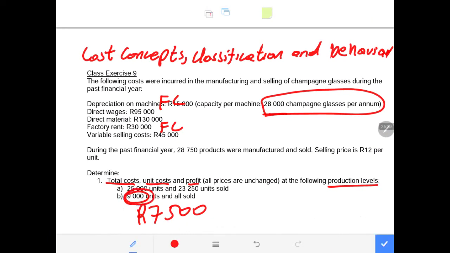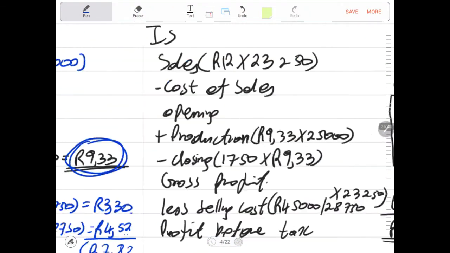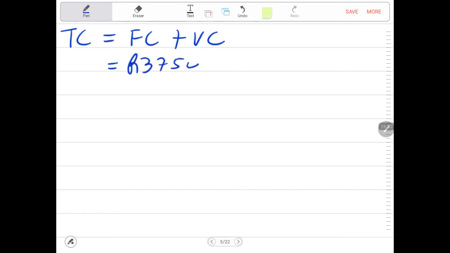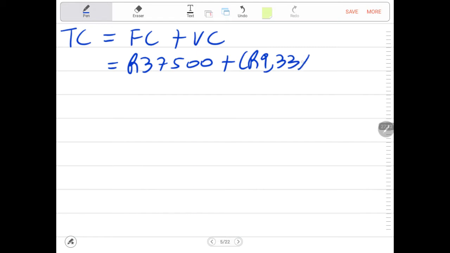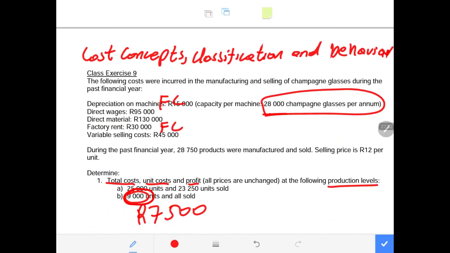So now we must calculate our total cost in scenario B. Total cost is equal to fixed cost plus variable cost. Our fixed cost remains unchanged at 37,500. Our variable cost per unit, we multiply by the number of units that were manufactured. In this case, we multiply by 9,000 units. Let me verify, to make sure that I make no mistake.